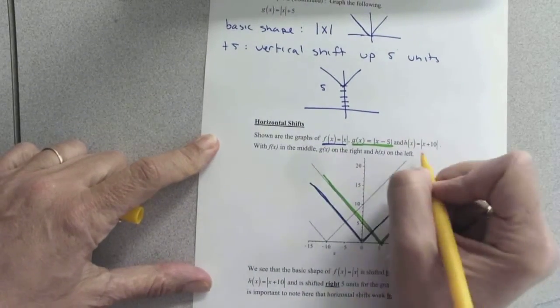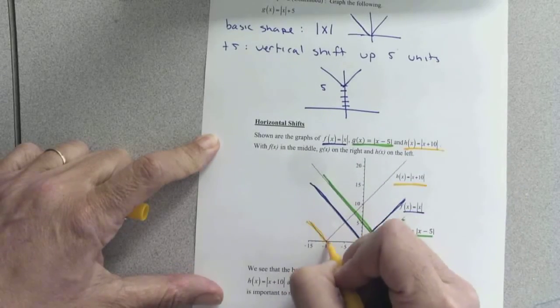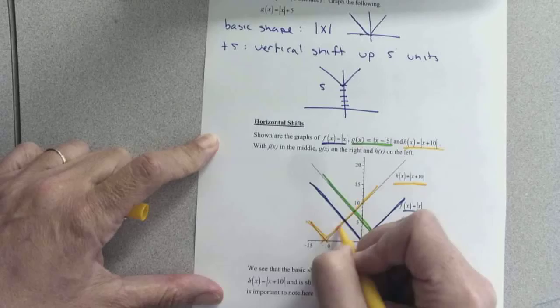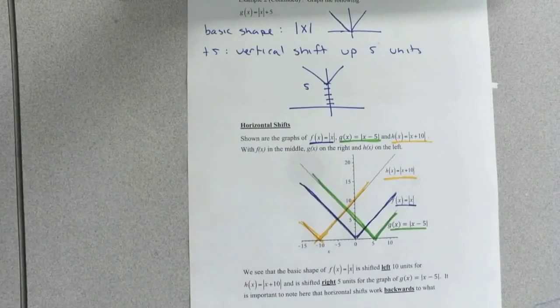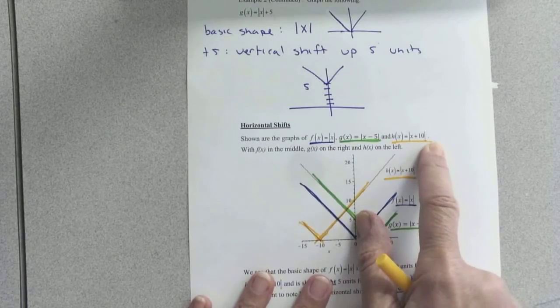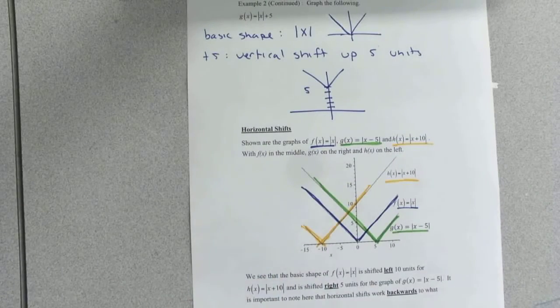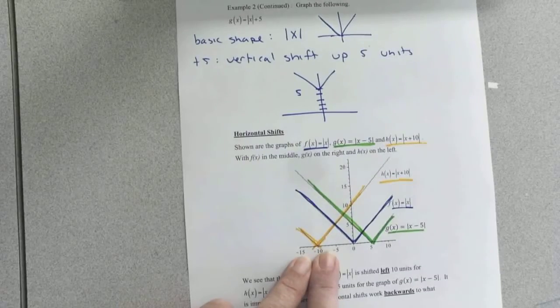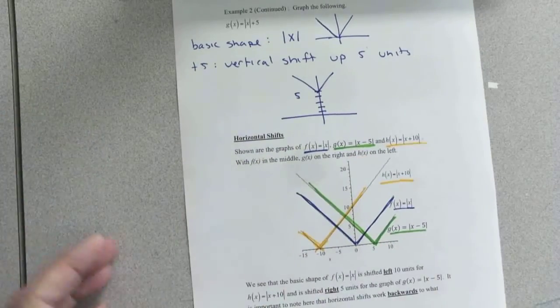And in yellow, f of x equals the absolute value of x plus 10, which is this one right here. And we see, too, that it is shifted horizontally, but the plus 10 inside that absolute value, in with the x, shifted it left. And so a number inside the function, in with the x, is a horizontal shift, but it goes opposite to what you'd expect. If it's plus, we go left, and if it's minus, we go right.